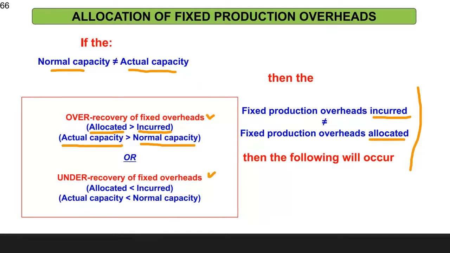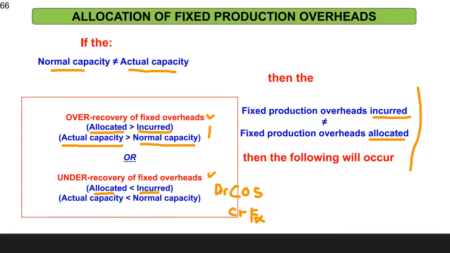Inversely, if we allocated less than we incurred, we need to do an under recovery journal. And an under recovery journal does what? It increases cost of sales, makes the cost of sales bigger, to make the cost of sales equal to what was incurred, right? And so that would be a debit journal. So this journal here is going to be debit cost of sales, and credit fixed overheads.